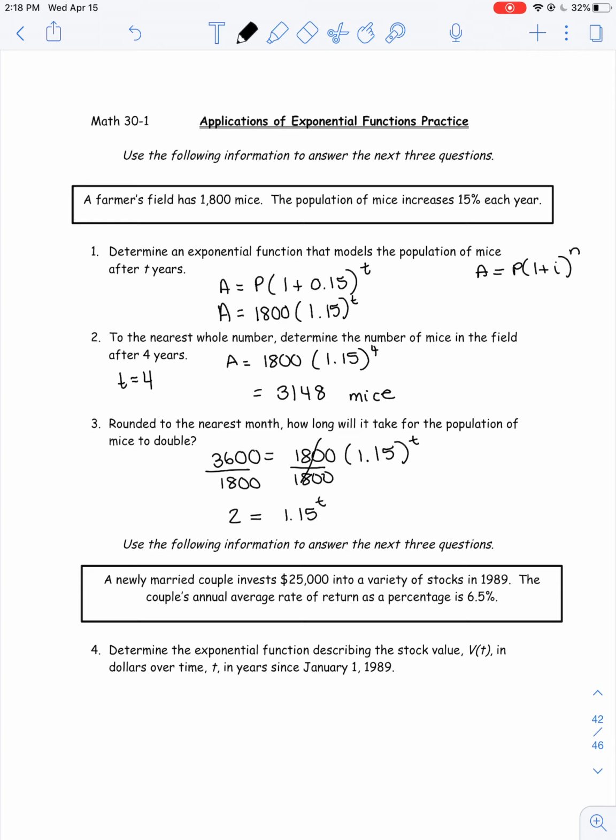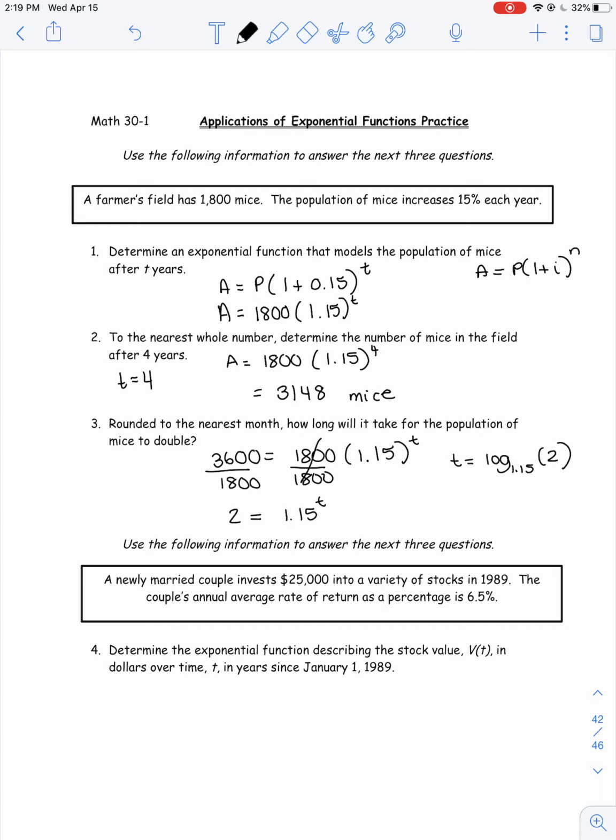Now I'm going to change this to logarithmic form. So I'm going to go t, which is our power, is equal to log. Our base is 1.15, so that becomes that little number, and our answer is 2, so this is how you rearrange the equation of a log. And then I'm going to go to alpha window 5, and I'm going to put that into my calculator. So alpha window 5, you're going to put 1.15 in the first blank and 2 in your second blank, and get the answer.